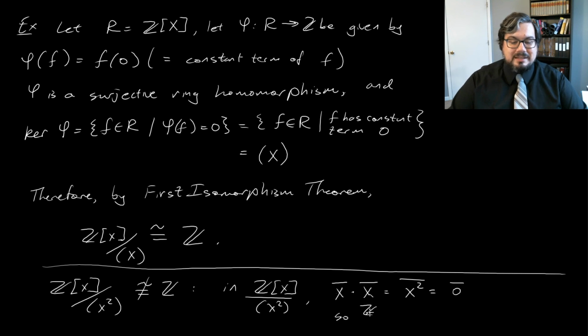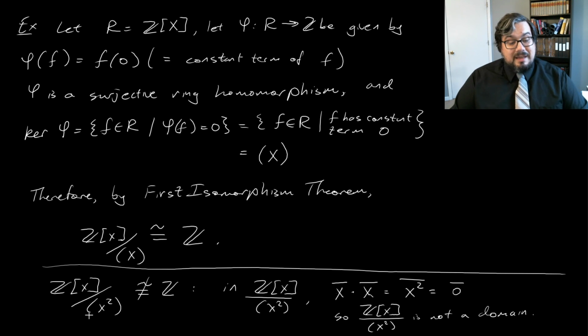So this means that Z adjoin X mod X squared is not a domain. So the left-hand side of this statement is not a domain, but the right-hand side is, and therefore they can't possibly be isomorphic. If two rings are isomorphic, they share all of the same algebraic properties, including whether or not they're a domain, whether they're commutative, etc., etc., etc.